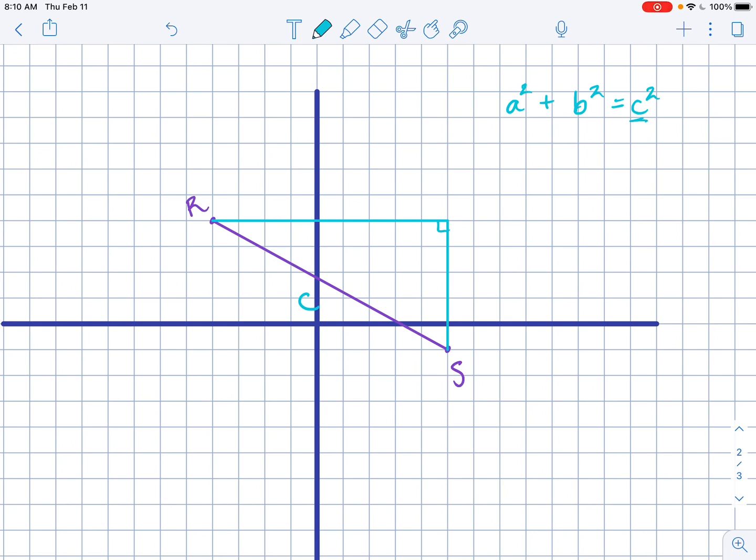The 2 blue segments that I drew are a and b, and we can figure out the lengths of those segments by just counting. So I'm going to name this point T just so it's easier for me to refer to. So segment RT, that horizontal segment, I'm going to count the number of units to know the length of that segment. So that's 1, 2, 3, 4, 5, 6, 7, 8, 9. And the vertical segment, TS, is 1, 2, 3, 4, 5 units.